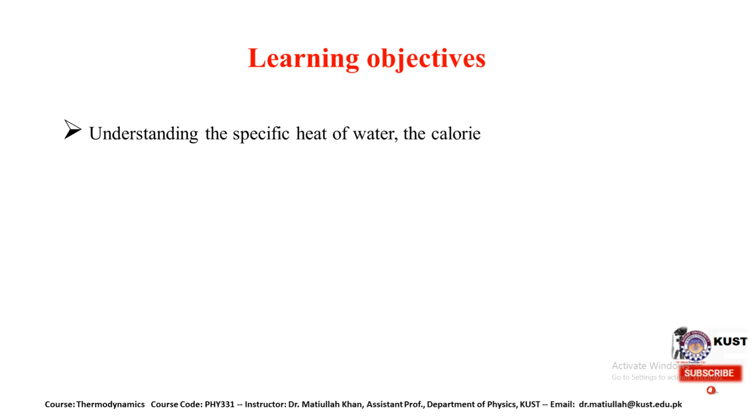The first objective is to understand the specific heat of water and to understand the definition of calorie. The most important thing is why we use a very interesting definition for calorie, that is actually the amount of energy needed to raise the temperature of 1 gram of water from 14.5 to 15.5 degrees centigrade.